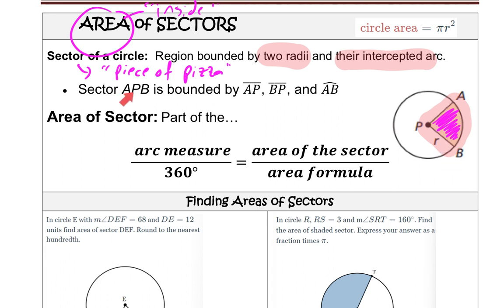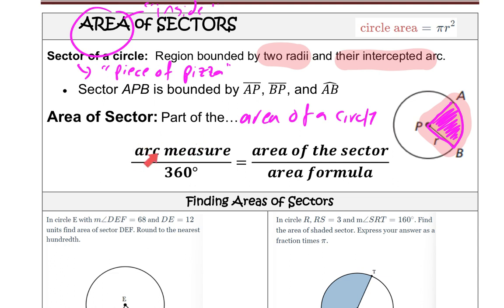So the sector APB is bounded by AP, which is this, BP, which is this, and arc AB. All right, so that's this. Similar to what we did last time where we set up proportions, we're going to say the area of the sector is part of the area of a circle. So we're asking ourselves, how much of this whole thing is this? So we're just going to set up a proportion.